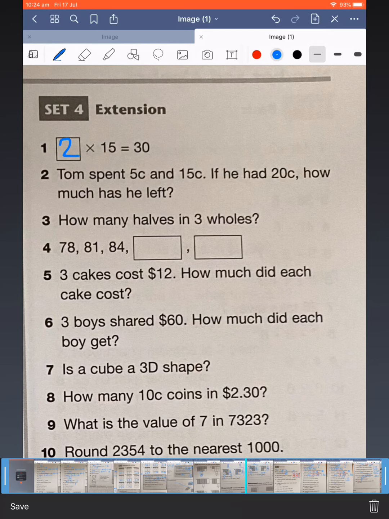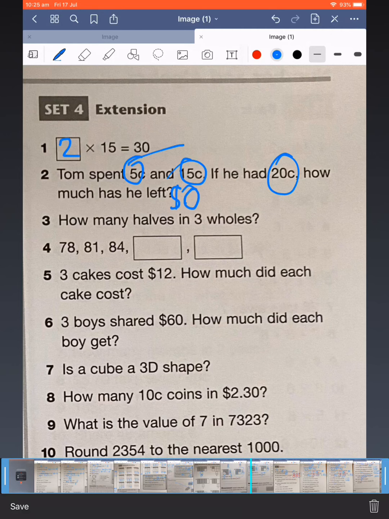Tom spent 5 cents and 15 cents. If he had 20 cents, how much has he left? So Tom went to the shop and he spent that. He had 20 cents to give over. How much does he have left? Does he get any money back? 0. He has $0 left because he would have used it all, because 5 and 15 equals 20.